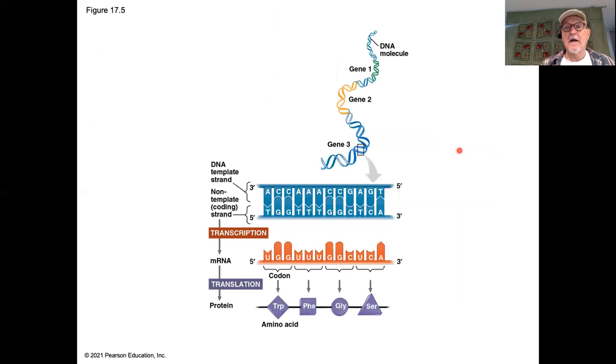So have a look here. There are a couple of things to note. First of all, the strand of DNA that contains the genetic information that we think of as being the gene is referred to as the template strand. So in our example here, here is the template strand: ACC, AAA, CCG, AGT. And there's the template strand.